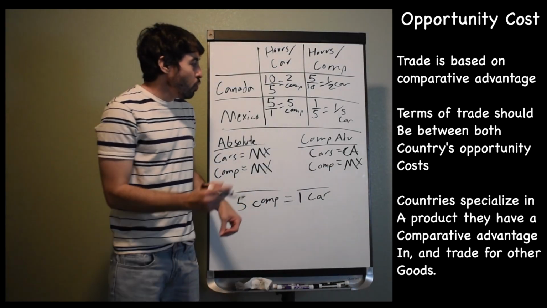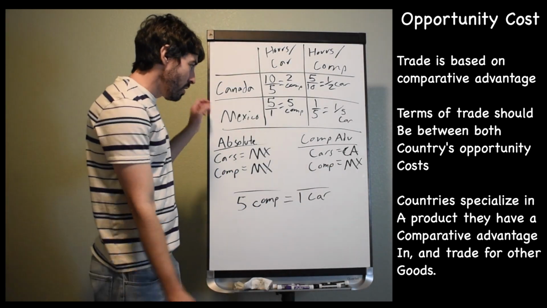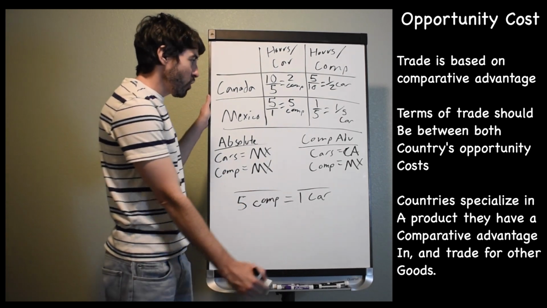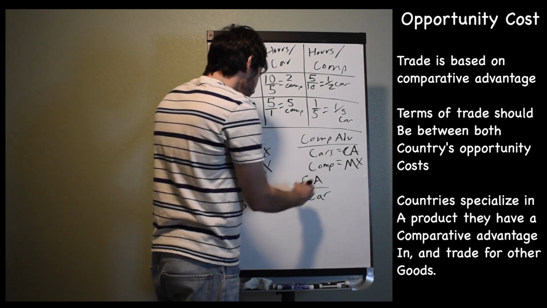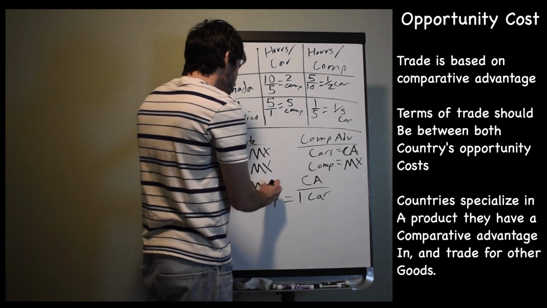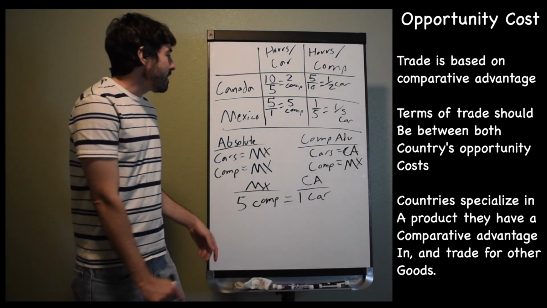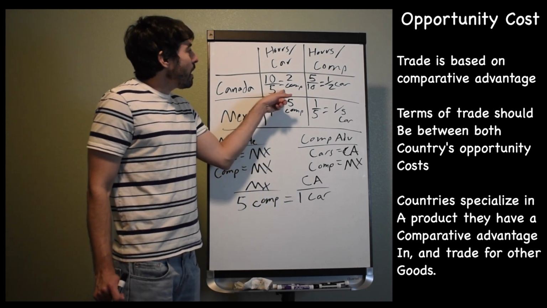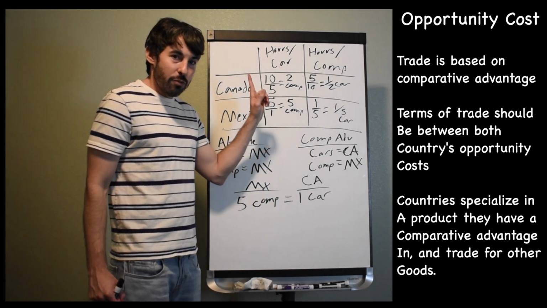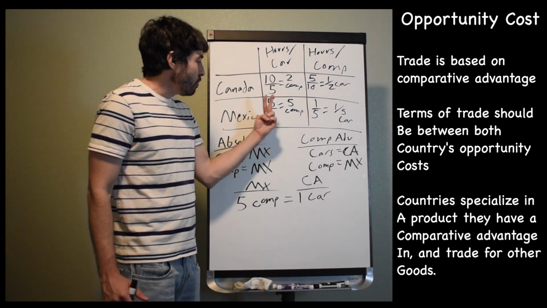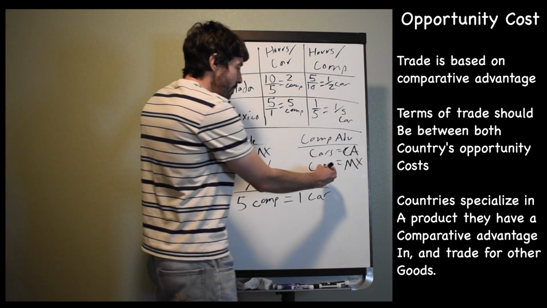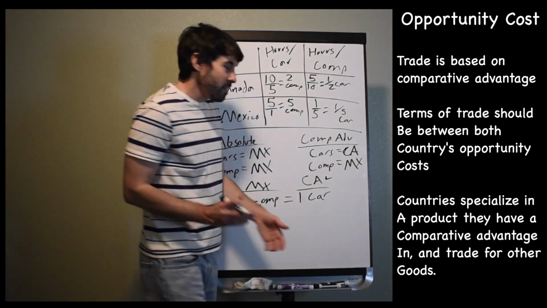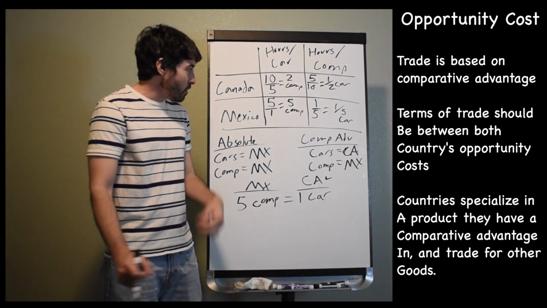Again, I like to write who is doing what on top of my trade deal so that I can keep track of what's happening. Cars are gonna be produced by Canada, so I'm writing CA there. Mexico is making the computers. All right, for Canada, when they stop producing 1 car domestically within their own borders, they get back 2 computers. So they would much rather trade that 1 car to Mexico for 5 computers. Canada loves this deal. Let's see if Mexico's happy though.